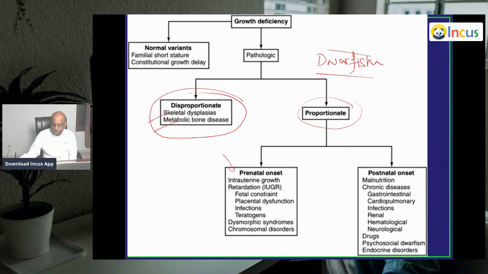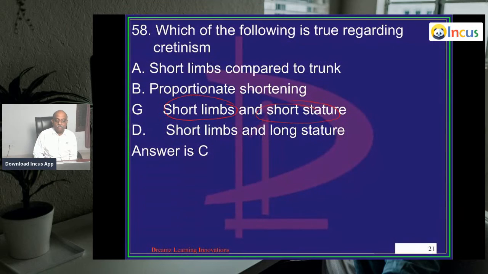Prenatal onset like IUGR because of placental dysfunction, infections, teratogens, dysmorphic syndromes, chromosomal disorders, they're all prenatal and proportionate. Any chronic diseases like renal, hematological, gastrointestinal, malnutrition, drugs, endocrine disorders, they're all proportionate dwarfism. That's what you need to basically remember.